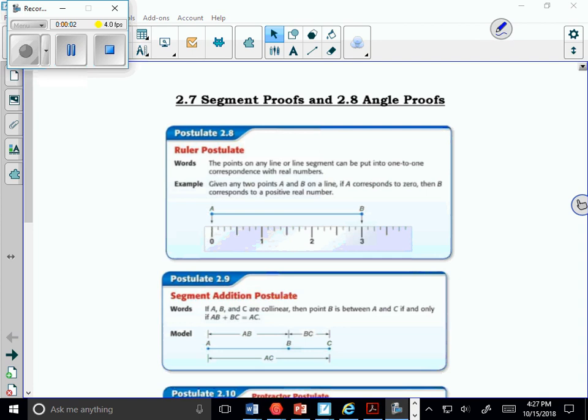All right, so we are going to continue talking about different kinds of proofs. This time we are going to talk about segment proofs and angle proofs. Now, much like algebraic proofs and triangle proofs, this video is going to be pretty quick because a lot of it is just using, you'll notice a few pages of these notes are just different postulates. Many of them which you already know.